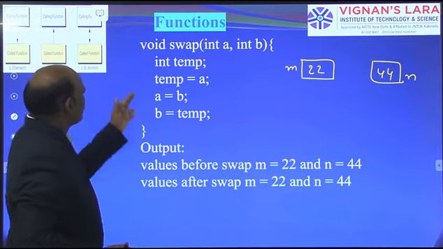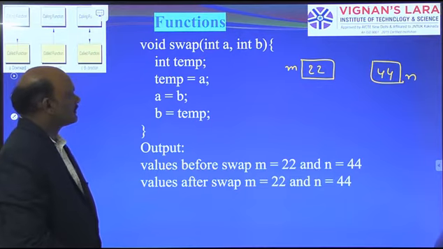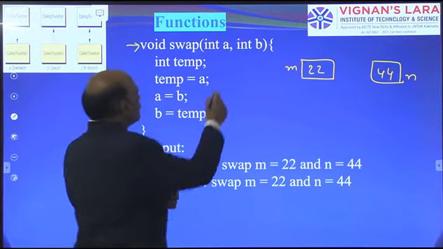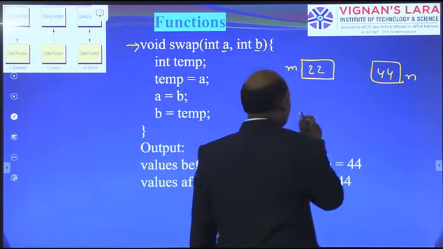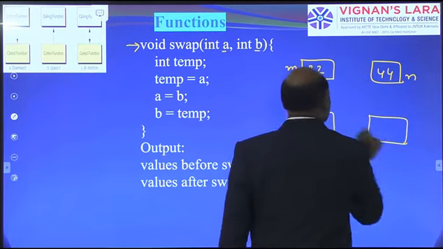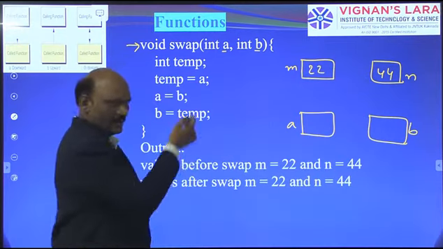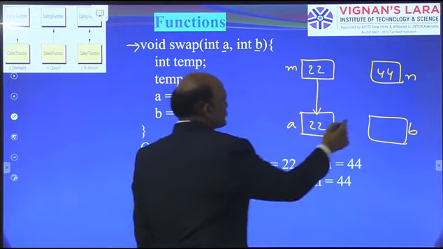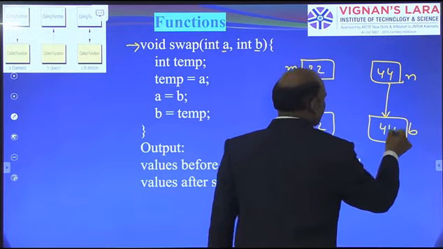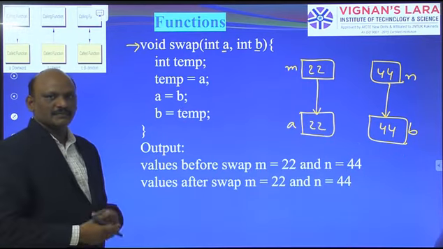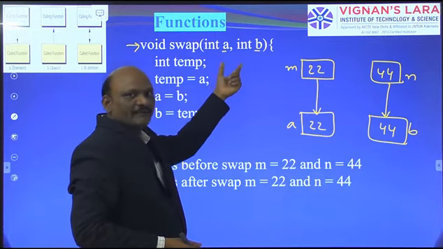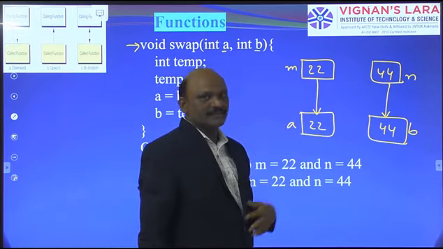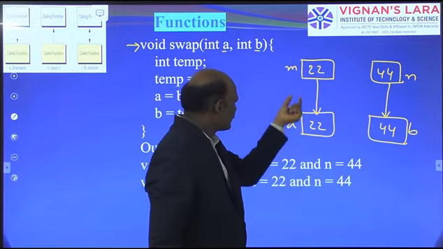Now, this is the function definition. Whenever the function call is encountered, that is swap of m comma n, control is transferred to the called function. A and B are the formal parameters. A receives the value from M, its value is 22. B receives the value from N. This is call by value or pass by value. The formal parameters receive the values from the actual parameters, M and N.